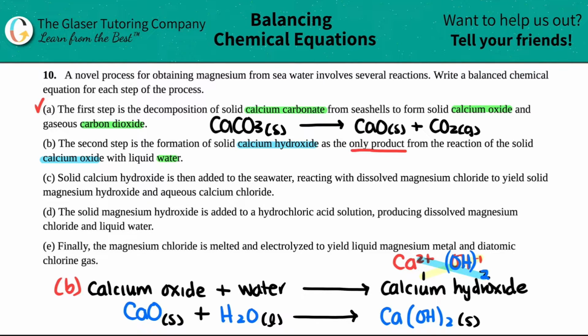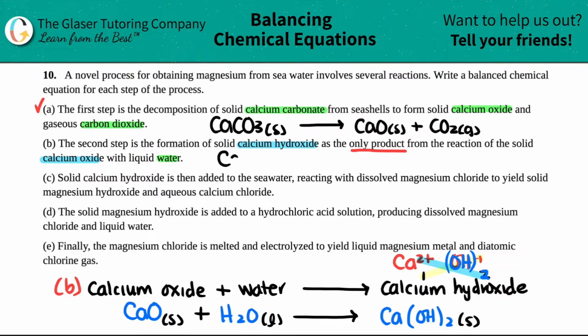So let's see. I have 1 calcium. I have 1 calcium. That's balanced. I have 2 hydrogens. Now over here I have an H, but there's 2 of them. So I do have 2 hydrogens. And then for the oxygens, I have 2 again. And on the reactant side, I have 1 oxygen here plus 1 oxygen here. So that's a total of 2. So this one's balanced already. That's the answer to B.